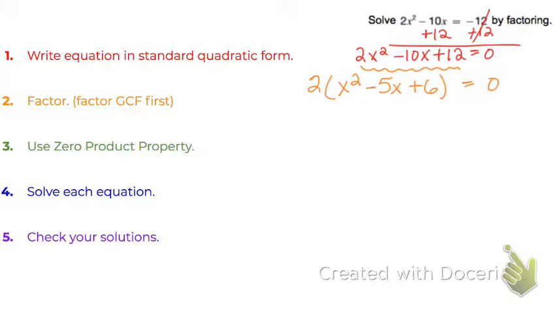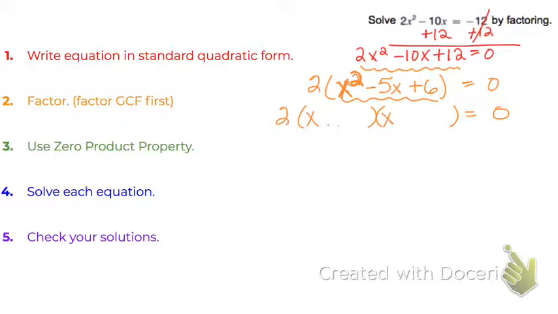Now we're going to break it down even more. So we're going to break down this. We're going to factor what's in the parentheses further into something times something else. So in order to do this, you look at the first term, we have x squared. X times x gives us x squared. So I'm going to put an x here and an x here.